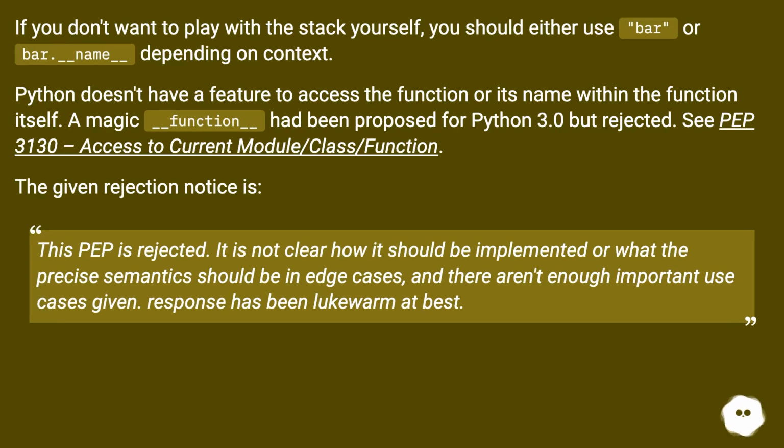The given rejection notice is: this PEP is rejected. It is not clear how it should be implemented or what the precise semantics should be in edge cases, and there aren't enough important use cases given. Response has been lukewarm at best.